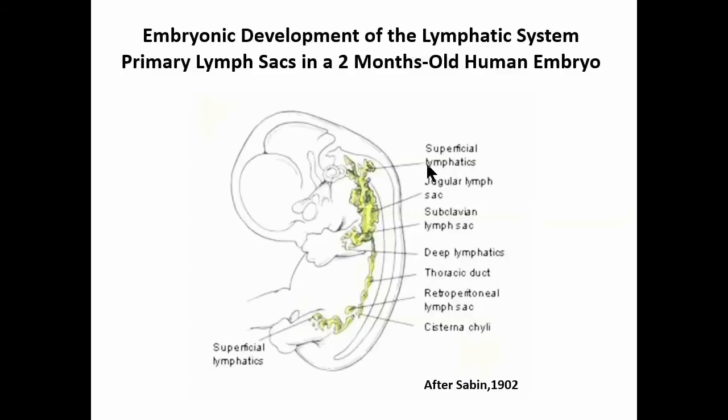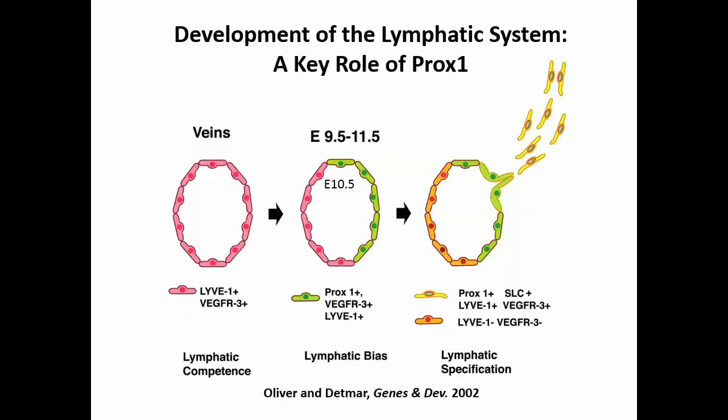So how do lymphatics come about? It was actually in the beginning of the 20th century that Sabin proposed that there are pre-existing primary lymph sacs present throughout the entire human embryo. The current model is perhaps a little bit of both, some of the more modern approach and pre-existing evidence of primary lymph sacs. But as you heard, PROX1 seems to control the lymphatic fate.